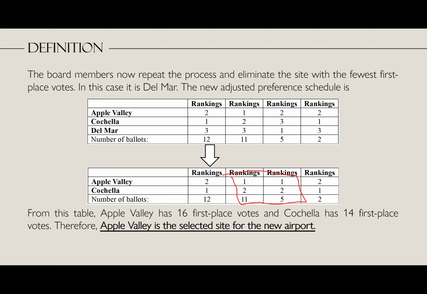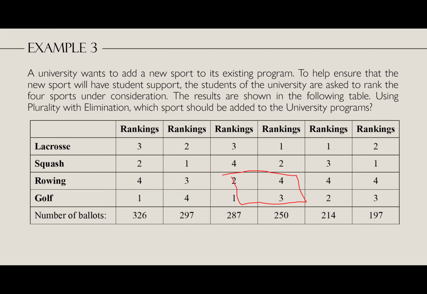All right, so I've talked for quite a bit. You can go ahead and look at this last example if you'd like and see if you can complete this. Let's say if I want to work with a university club and they want to decide which sport should be added to the university's programs between lacrosse, squash, rowing, and golf. See if you can figure out which sport should be accepted if we are using the plurality with elimination method. Take some time to complete this.